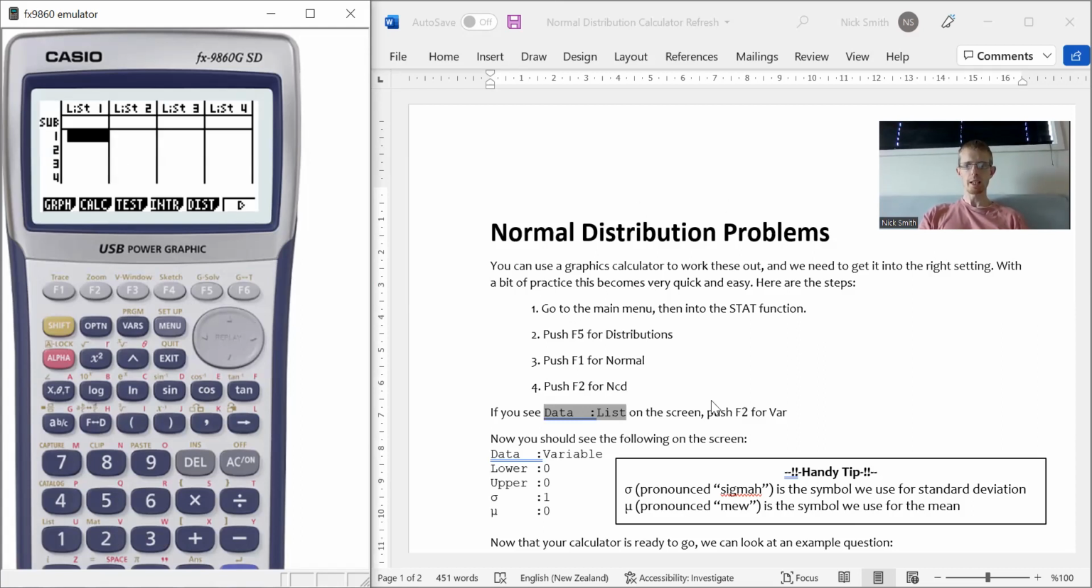On your worksheet that you'll have with you, you'll see there's the same instructions, the main menu, stats. Then for number 2, you're going to push F5 for distributions. All right, dist is just above F5, so we'll push that.